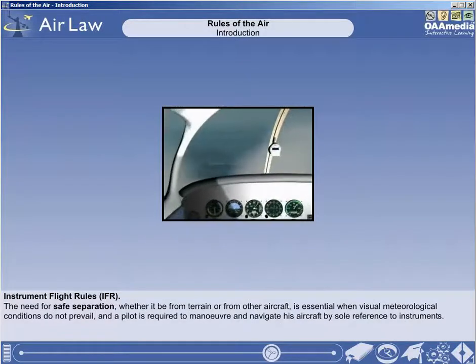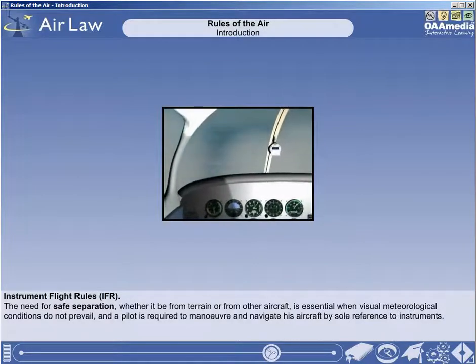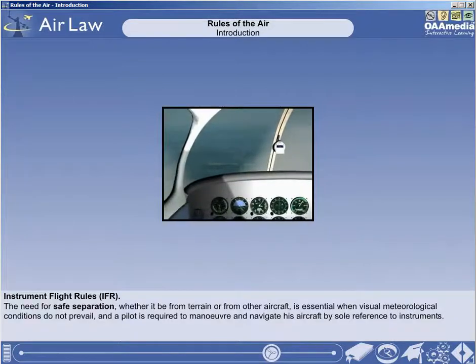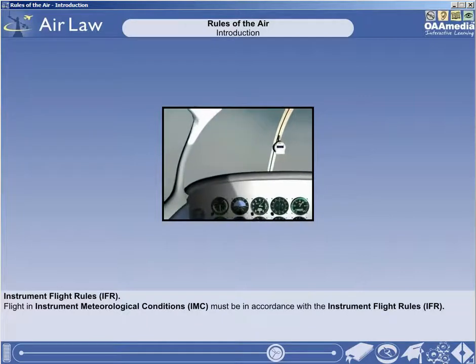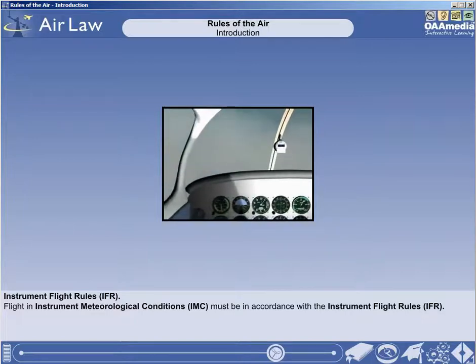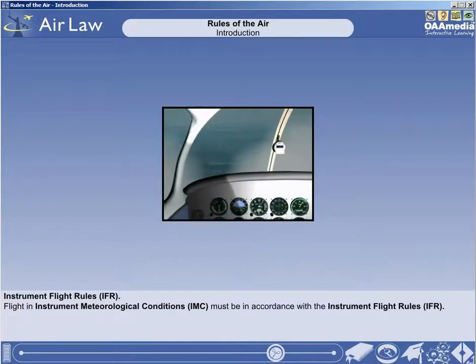The need for safe separation, whether it be from terrain or from other aircraft, is of course essential when visual meteorological conditions do not prevail and a pilot is required to maneuver and navigate his aircraft by sole reference to instruments. Whenever visual meteorological conditions do not prevail, in other words, where VMC minima are not met, conditions are described as instrument meteorological conditions, more commonly known as IMC. Flight in IMC must be in accordance with the instrument flight rules.